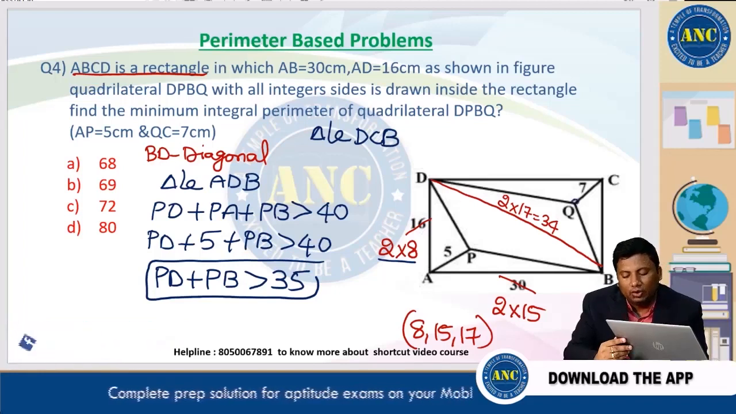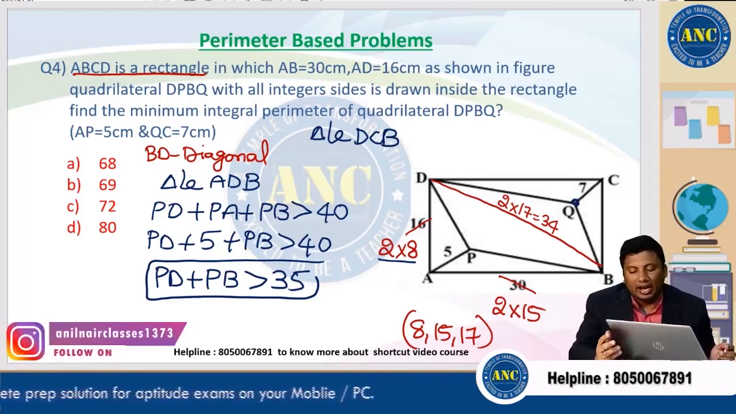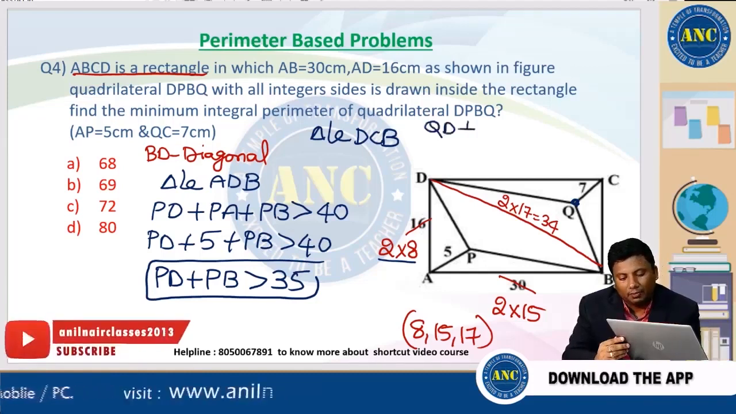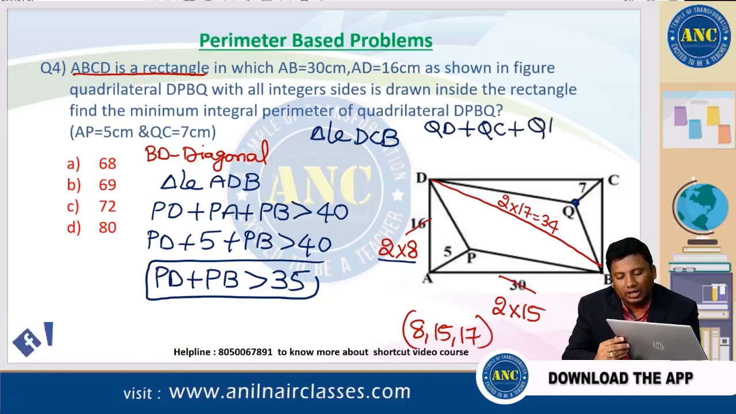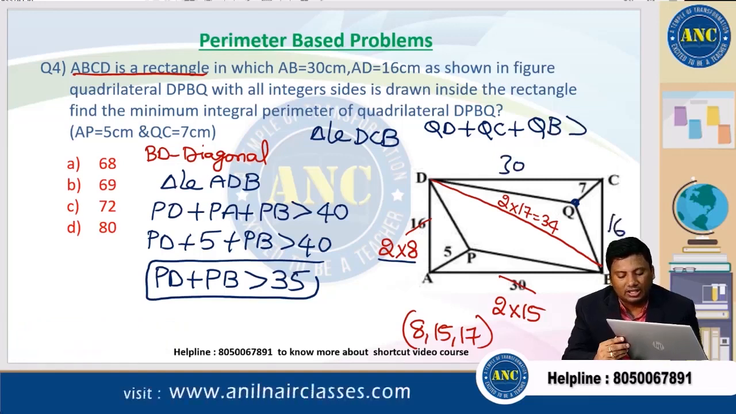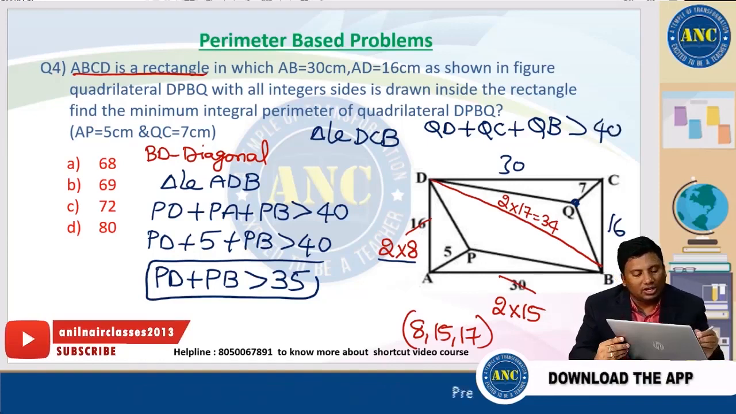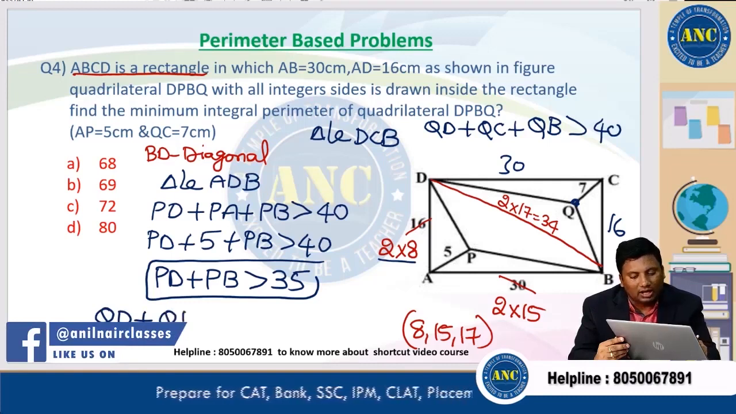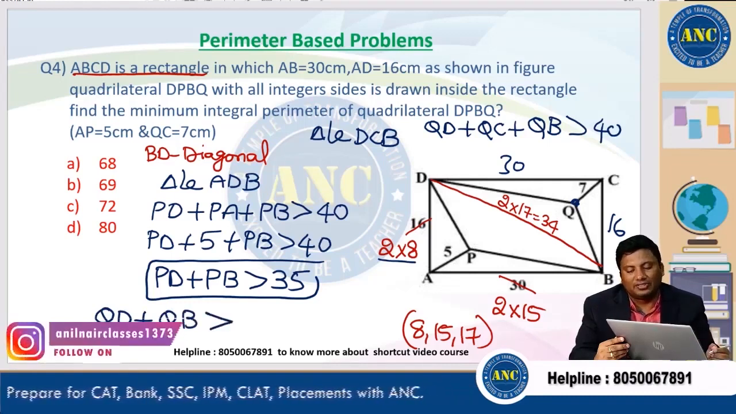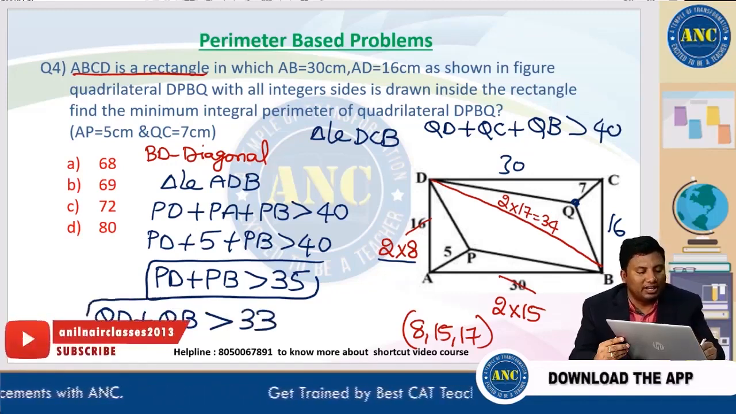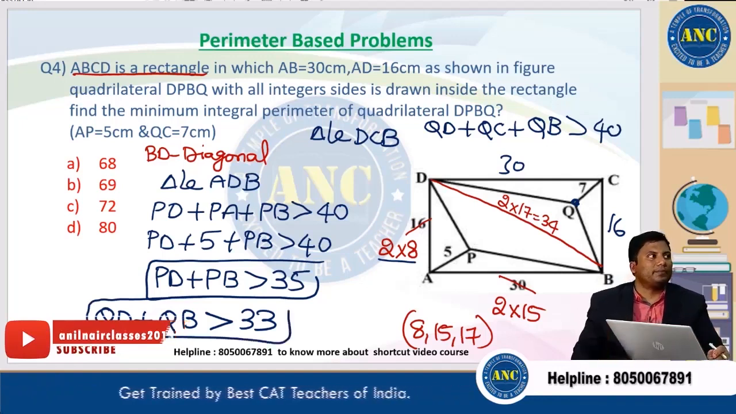In triangle DCB, Q is any point inside the triangle, right? So the same condition: QD plus QC plus QB is greater than the semi-perimeter. If this is 30, this will also be 30. If this is 16, this is also 16. So it is greater than 40. The QD value is not given, the QB value is not given, and QC is nothing but 7. So 40 minus 7 is 33. So you got two values.